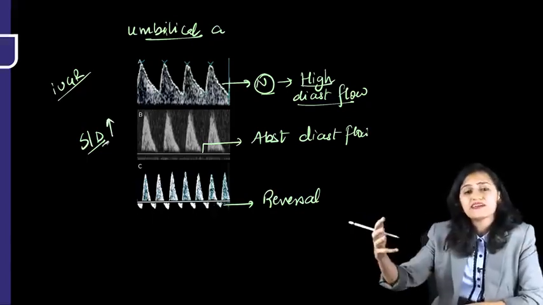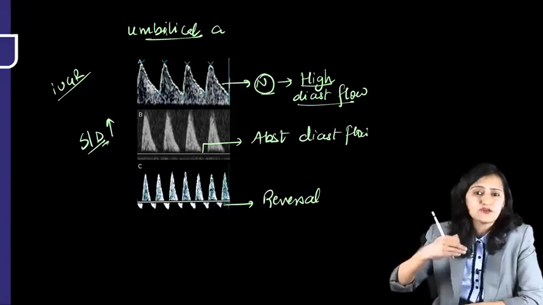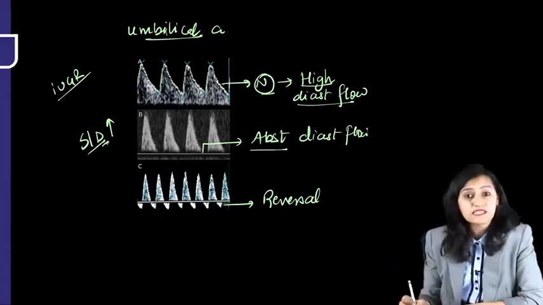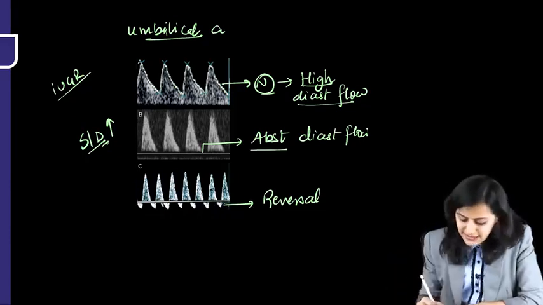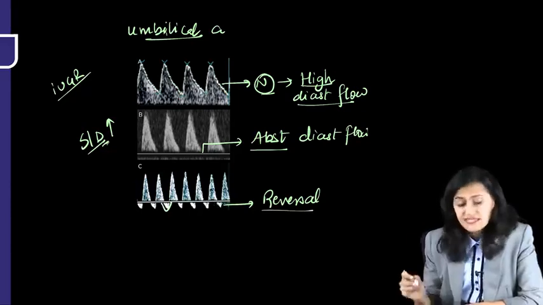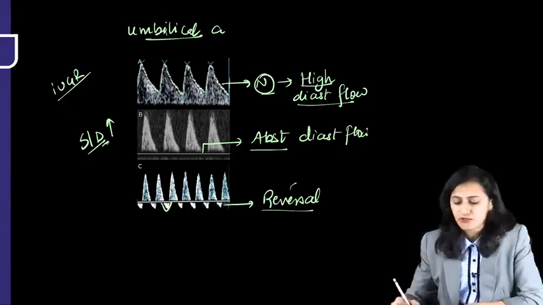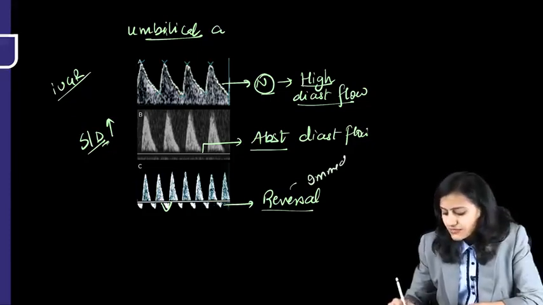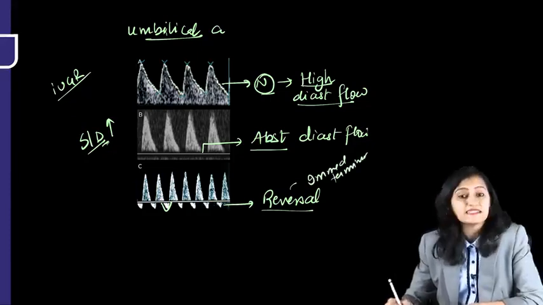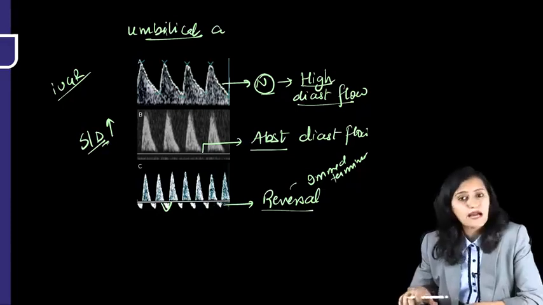With increased severity of IUGR, the diastolic goes down, then it becomes absent, and then it goes below the baseline. There is reversal. So reversal is the severe IUGR. It suggests that there is impending death of the fetus and we need to do immediate termination of pregnancy, right? So this is umbilical artery.